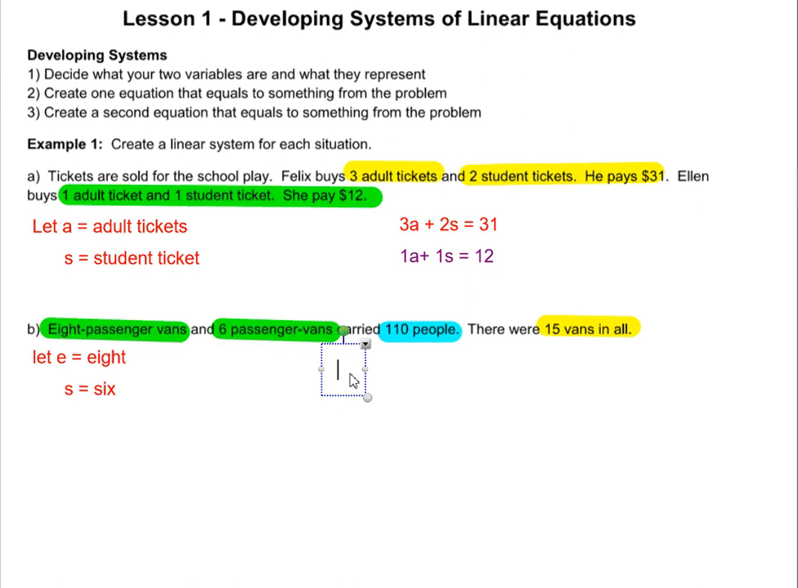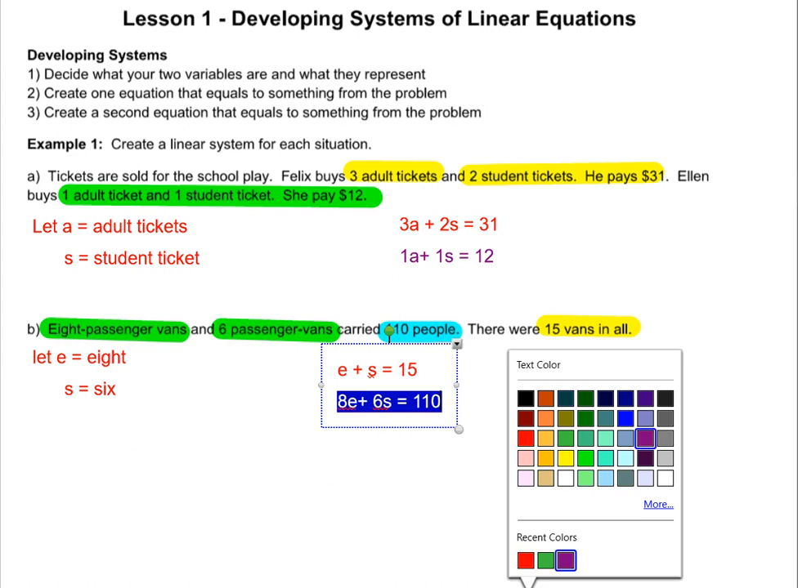Now I'm told there's 8-passenger vans, 6-passenger vans, and there's 15 vans in all. So that's telling me that if I take all the 8s plus all the 6s, I'm going to get 15. Now, here comes a little bit of a trickier part. There's 110 people, so I have 8 people per 8-passenger van, plus 6 people per 6-passenger van, and there's 110 people in total. So what I had to do is I took the E and the S, and I multiplied them by how many people would be in each van to equal how many total people there would be. So these two together create what we would call our system of linear equations.